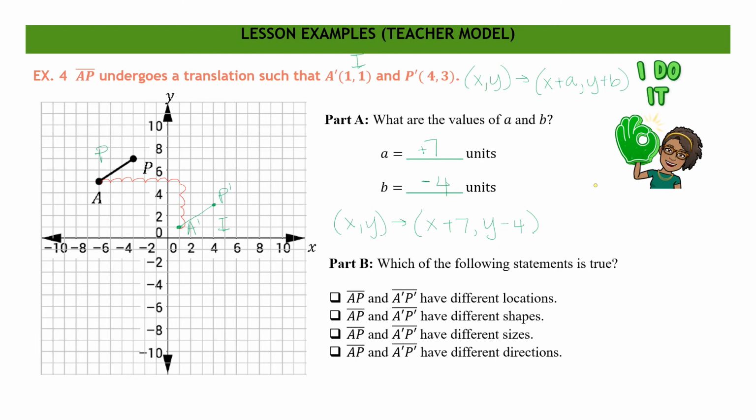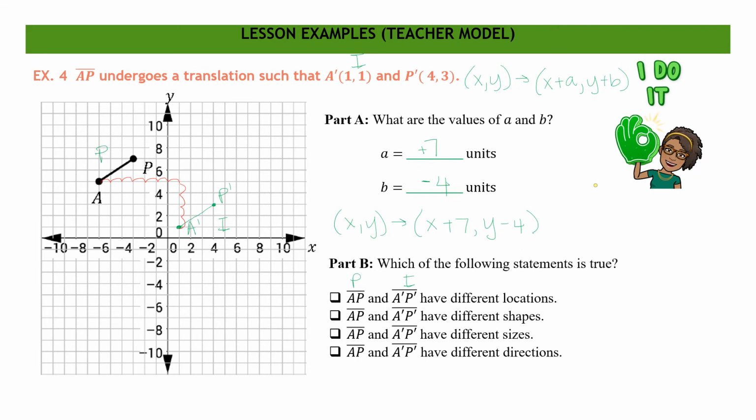Now it says, which of the following statements is true? So we have 4 statements stated here about the pre-image segment and the image segment. First of all, they're asking us if the pre-image and the image have different locations, different shapes, different sizes, or different directions. And we have to determine which one is true.